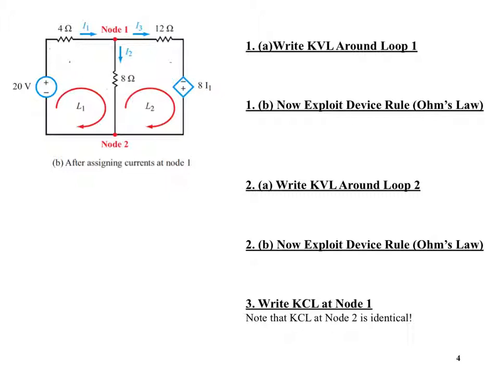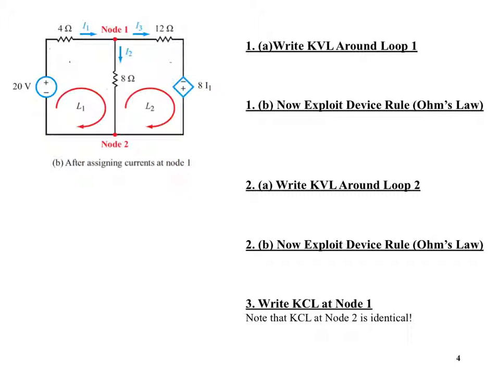So the first thing we're going to do is write KVL around loop 1. Just remember our rules. We're going to go clockwise, and that's just convention. There's nothing special about clockwise. That's just the convention that we've chosen. And remember that we are going to write our KVL not like the book's been doing it, immediately using Ohm's law, but rather in terms of general voltages.